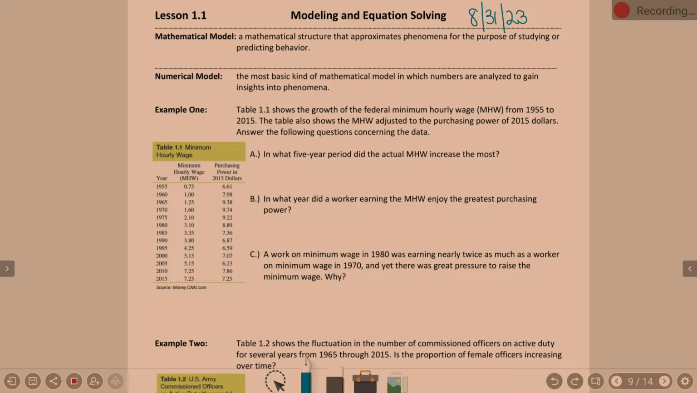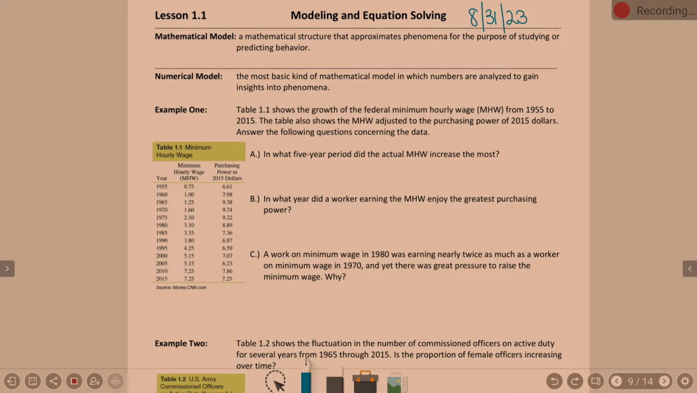So first one, well, general definition, mathematical model: a mathematical structure that approximates phenomena for the purpose of studying or predicting behavior. So whether we look at numerical, algebraic, graphical, we're going to look at all of these. The idea is you can use it to predict behavior.